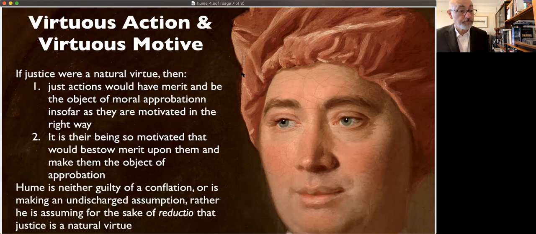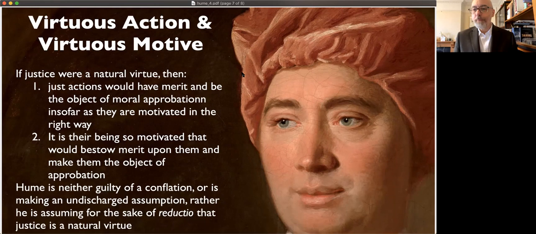So notice that, one, naturally virtuous actions have merit and are the objects of moral approbation insofar as they're motivated in the right sort of way. And two, it's their being so motivated that bestows merit upon them and makes them the object of approbation. So if justice were a natural virtue, just actions would have merit and be the object of moral approbation insofar as they're motivated in the right sort of way. And it's their being motivated in this way that would bestow merit and make them the object of approbation.